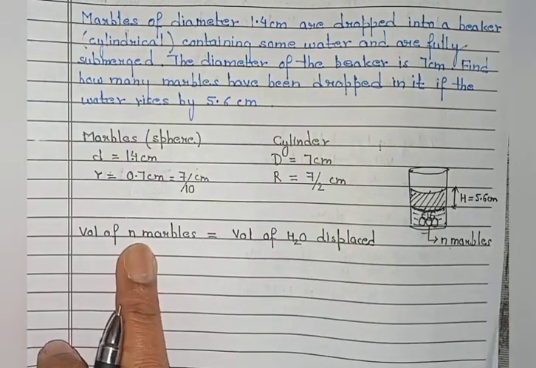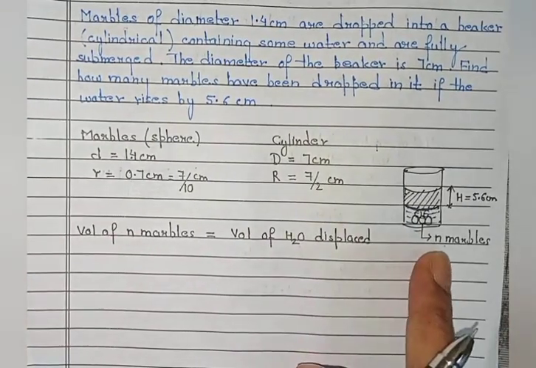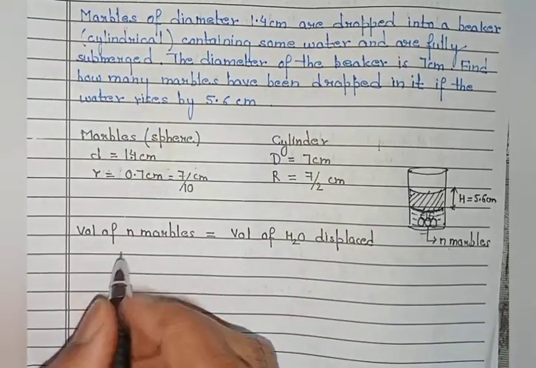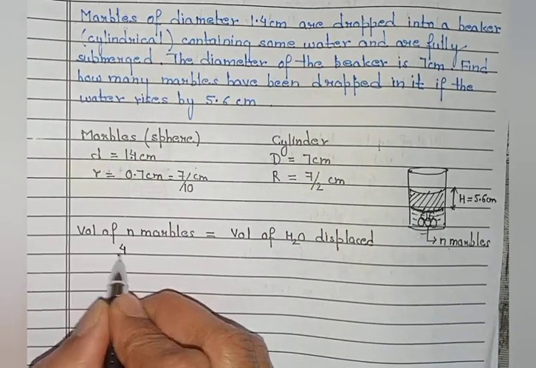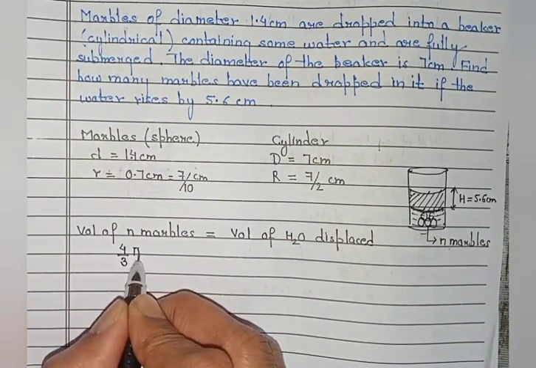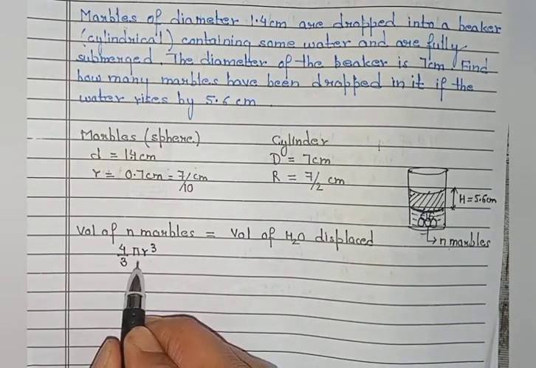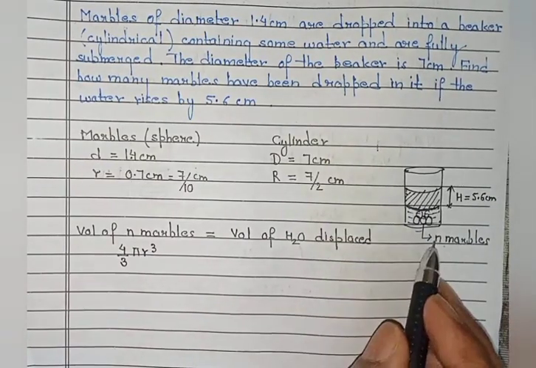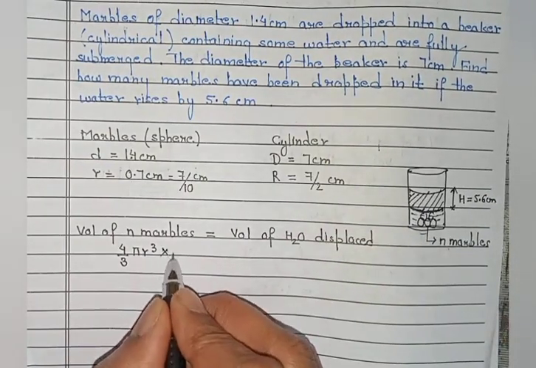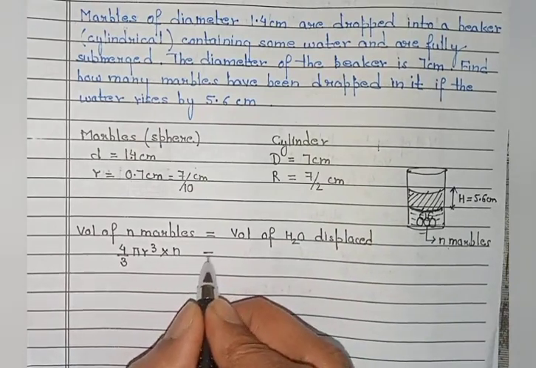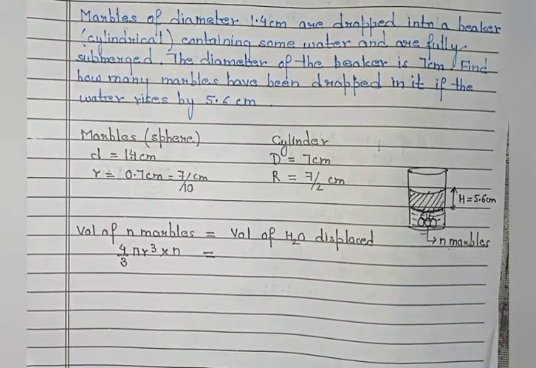So volume of n marbles. Now marbles are spherical in shape, so the volume of one marble will be 4 by 3 pi r cube. This is the volume of one marble, and we have considered that there are n marbles, so into n will give you the volume of n marbles.